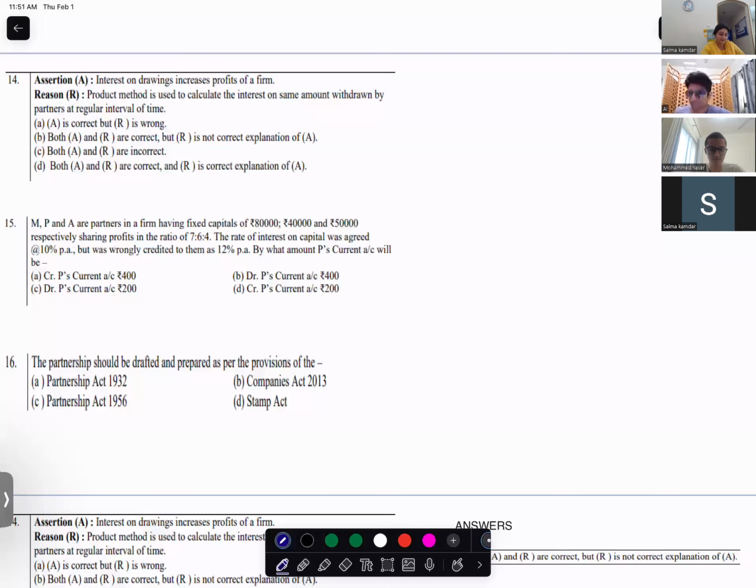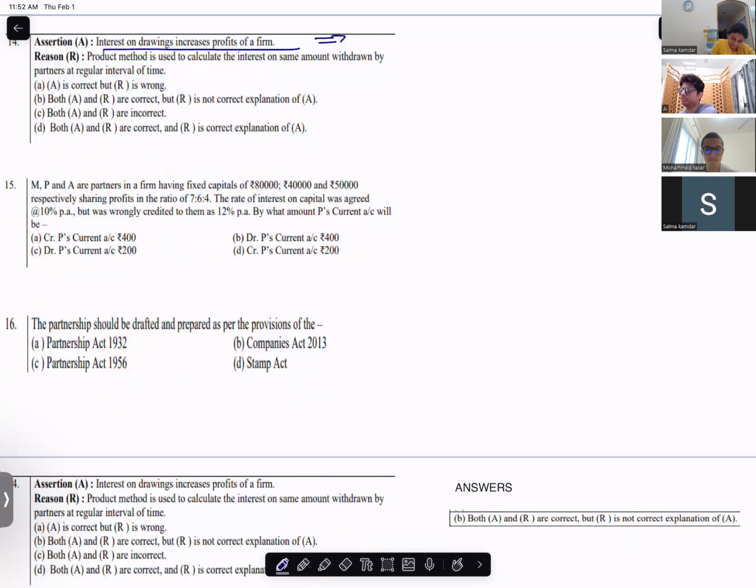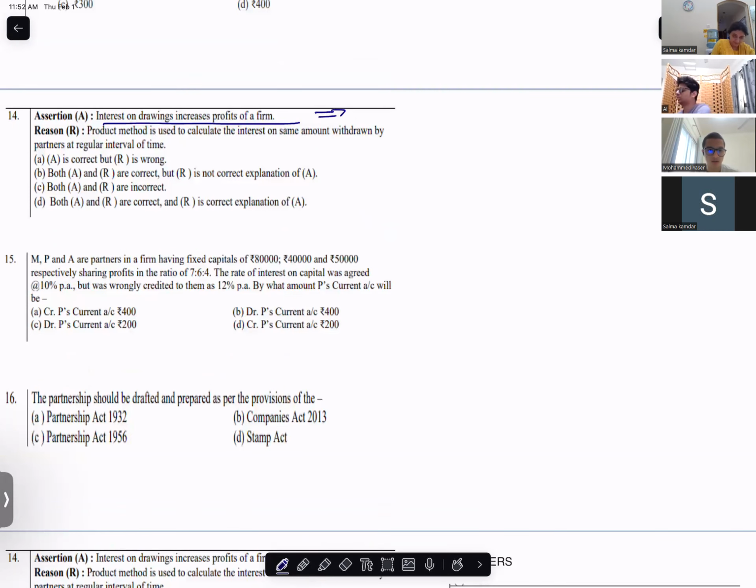Come on, read. Assertion: Interest on drawing increases profit of a firm. Come on, tell me, what is this assertion? What does this mean? What is interest on drawing? Interest on drawing means a particular amount set for the drawing.